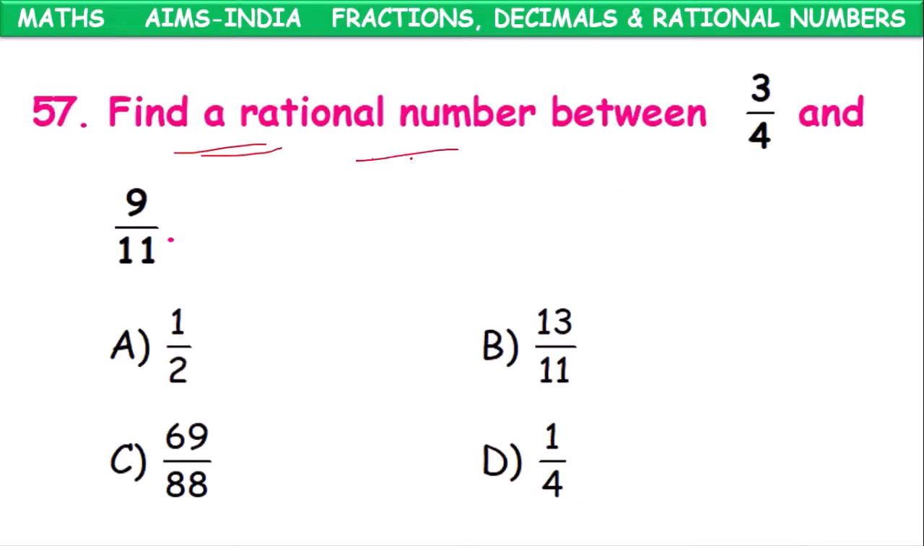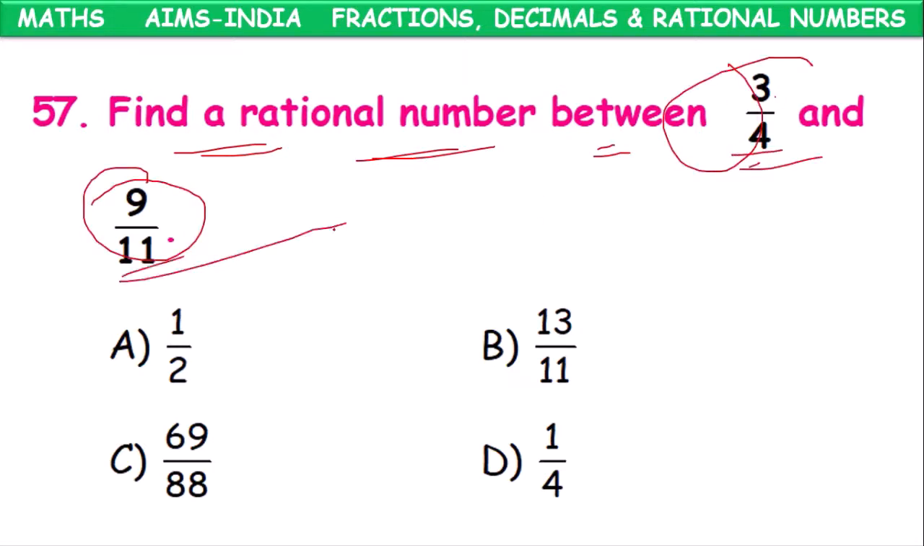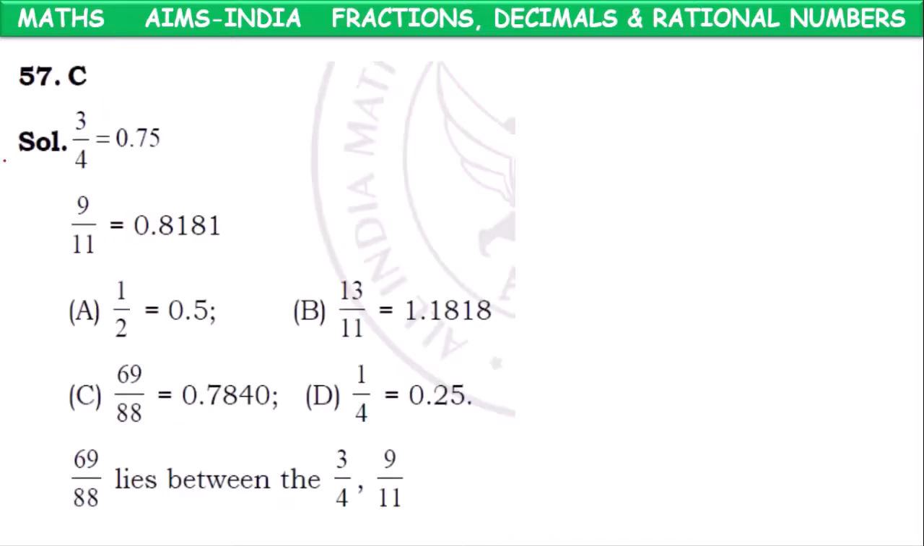Find a rational number between 3/4 and 9/11. A rational number between 3/4 and 9/11.